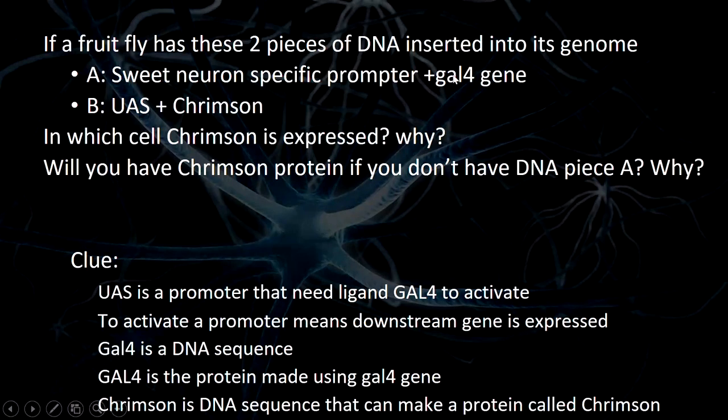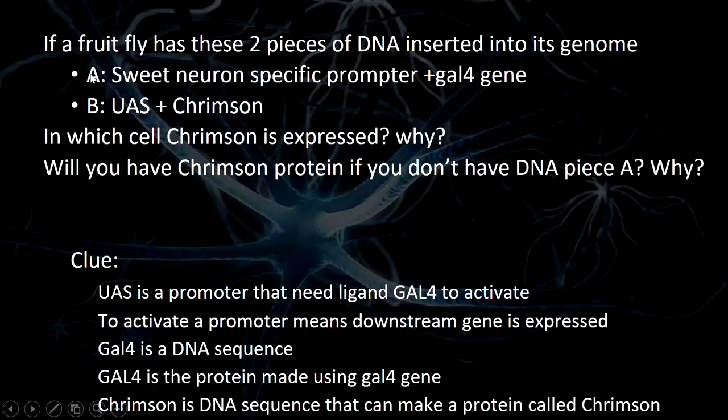In sweet neuron, you are going to have GAL4 protein, and once you have this GAL4 protein, the GAL4 protein will bind to this UAS promoter, and once the GAL4 binds to the UAS promoter, it's going to be activated, which means the downstream gene, which is chromosome, will be expressed. So in this sweet neuron, you are going to have chromosome protein, right?